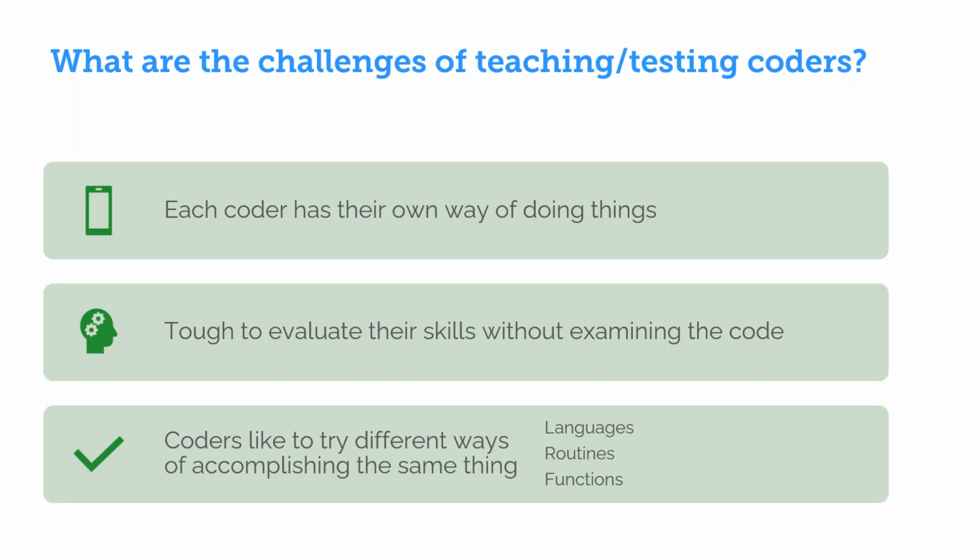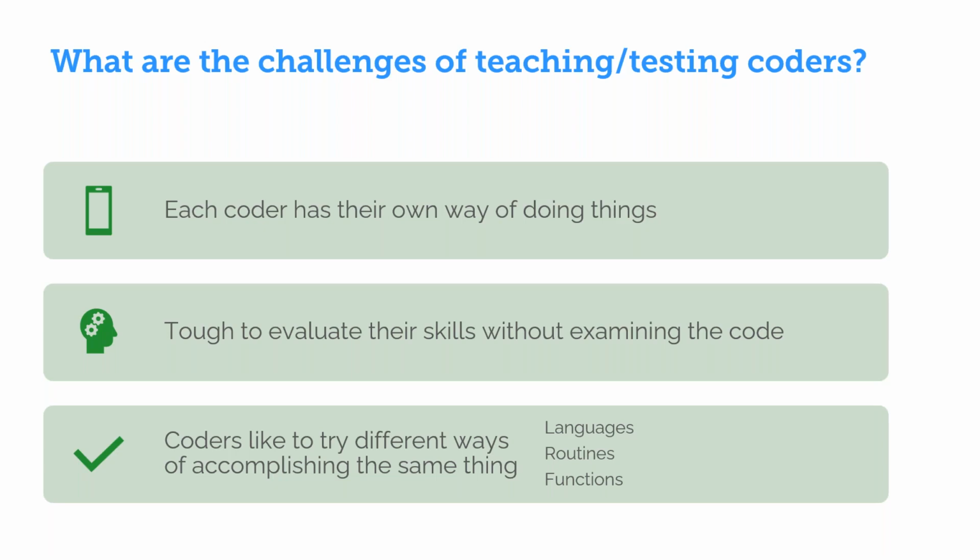The other thing that gets in the way of being able to test coders is coders like to try different ways to accomplish the same goal. So they might want to try two different languages. Like maybe if I execute this in Python, it runs pretty quick, but then if I execute it in C, it works even better. So they want to try multiple languages. They want to try different routines or different functions to see which one works best. Well, what if you can give them an environment that allows them to do that? That's what we're talking about today.